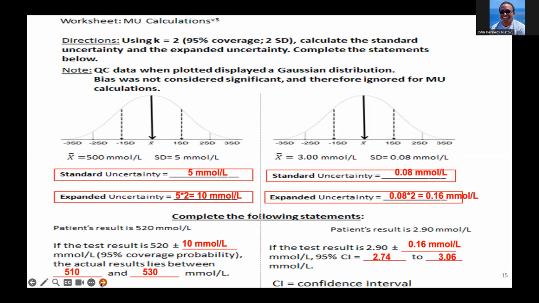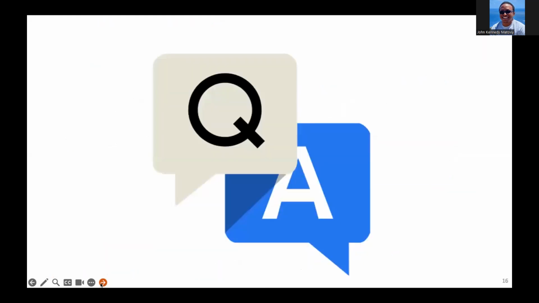You have your standard uncertainty, which is equal to your imprecision, your SD, right? You have your factor of 2, which is your 95% confidence limits. You multiply that. It gives you your expanded uncertainty, and then you apply that to the patient result, plus or minus, to give you the interval, the actual range in which your true result lies. Thank you very much, everyone.